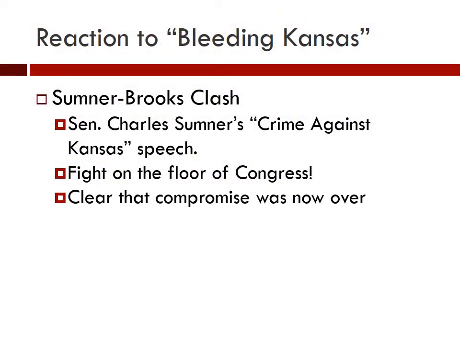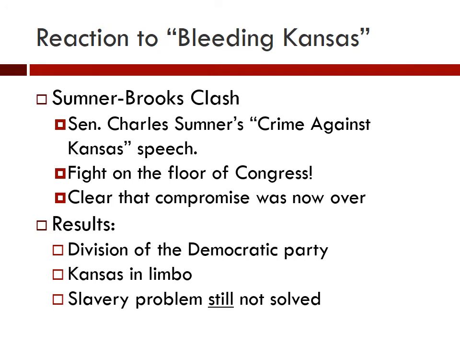So what this fight did is it showed that even in Congress, compromise was now over. There were no more chances for compromise. We would not be able to solve the slavery issue because we were just too far divided at this point. The overall long-term results of this: the Democratic Party itself splits, and I'll talk a lot more about that in specifics, but they split over the issue of slavery. Kansas is still in limbo because they're not sure if they're free or slave, so they're not even added to the Union yet. And the slavery problem still is a problem.